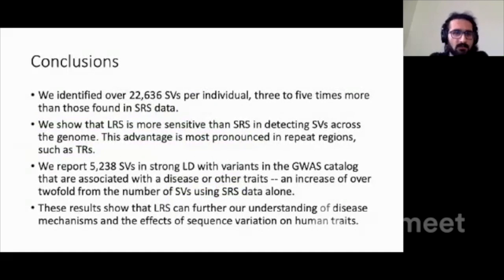So our conclusions mainly have been that we've been able to identify over 22.6 K SVs per individual, which is 3 to 5 times more than those found in short-read sequencing data. We've also shown that long-read sequencing is more sensitive than short-read sequencing, detecting SVs across the genome alongside genotyping them, and that the advantage is most pronounced in repeat regions such as tandem repeats. We've reported 5.2 K SVs in strong LD with variants in the GWAS catalog that are associated with a disease or trait. This number is an increase of over 2-fold from what we get using SVs from short-read data alone, such as gnomAD-SV.